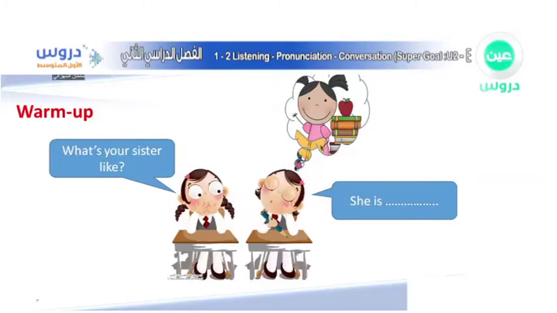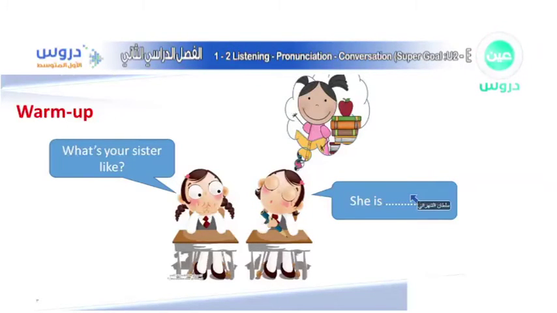Okay. At first, we have a warm-up. We have two students, two girls. They are talking to each other and the first one is saying, "What's your sister like?" The second one, what do you think? What can she say about her sister? Give me an example.